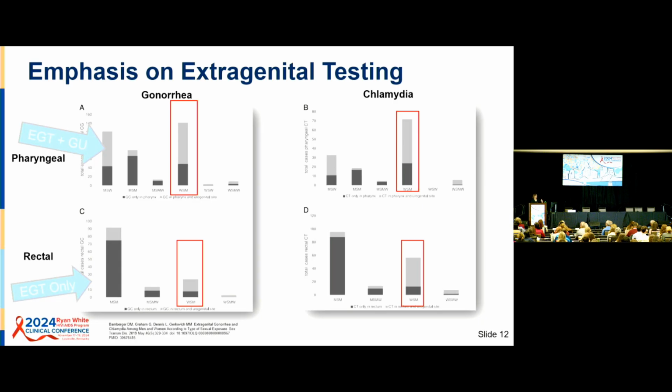all those black bars. MSM, of course, sticks out to us, right? For gonorrhea, or for chlamydia of the rectum. But look at the black bars for women. Those are the ones that are highlighted here. Those are misdiagnoses if you did not test extragenitally. And thus, we have data to support testing at extragenital sites.